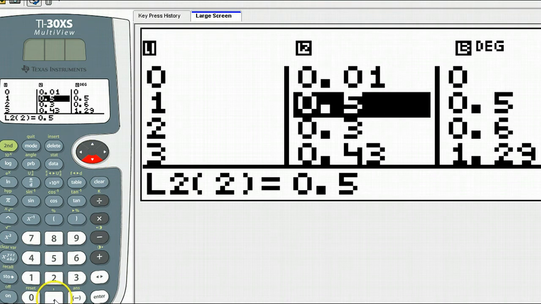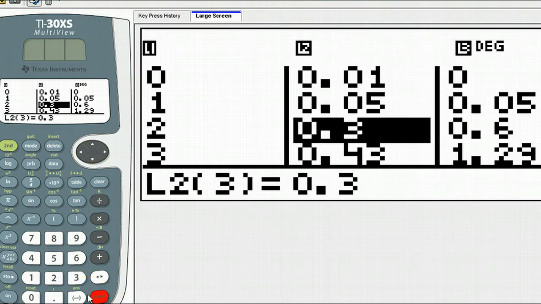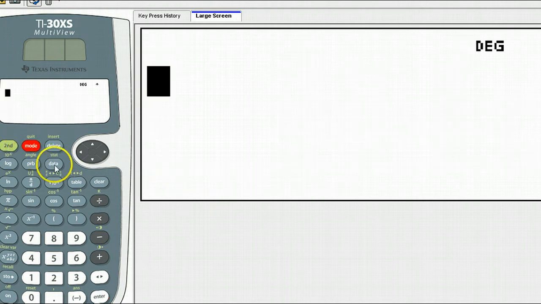So let's see, this should be 0.05. Okay, that was the problem. There it was right there. So I'm sure that didn't mess you up at all.